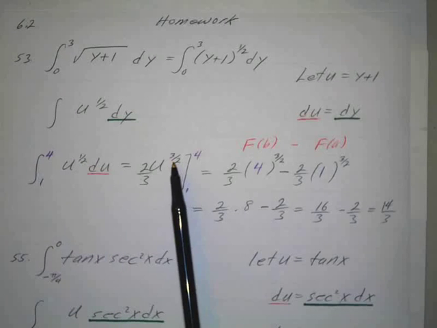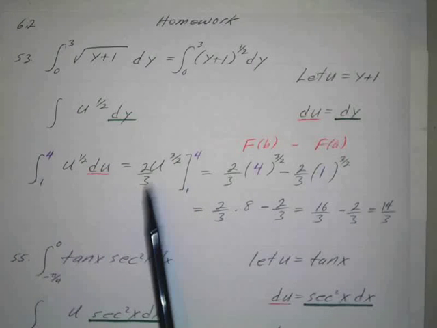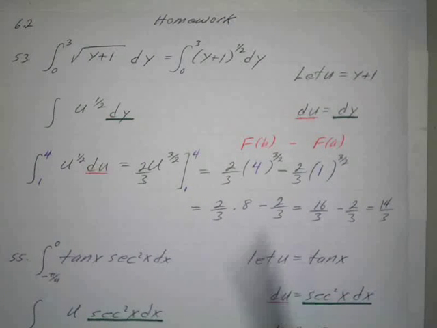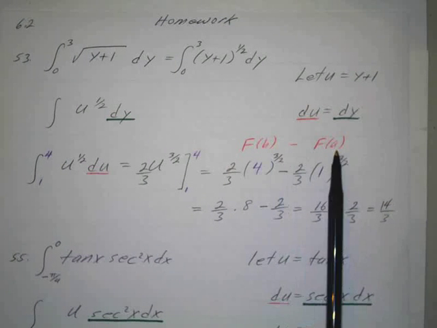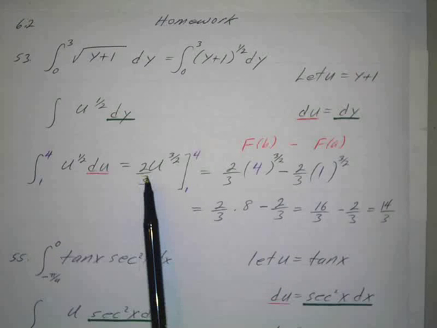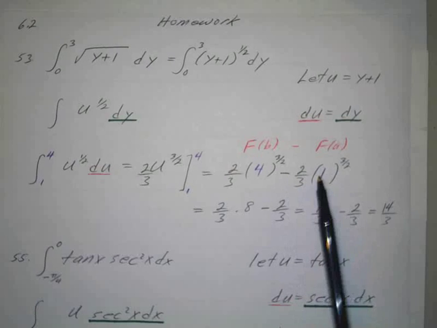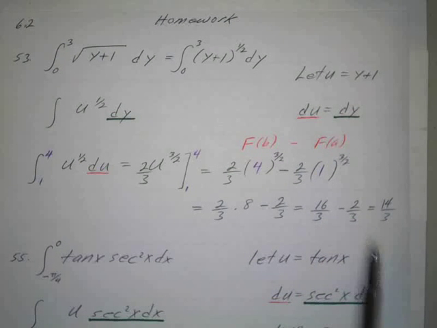So it means I'm going to add 1 to 1/2. That's going to be 3/2, divided by 3/2, or times 2/3. I'm evaluating that from 1 to 4. And then we just use the fundamental theorem of calculus, f of b minus f of a. So 2/3 times 4 to the 3/2 power, minus 2/3 times 1 to the 3/2 power.